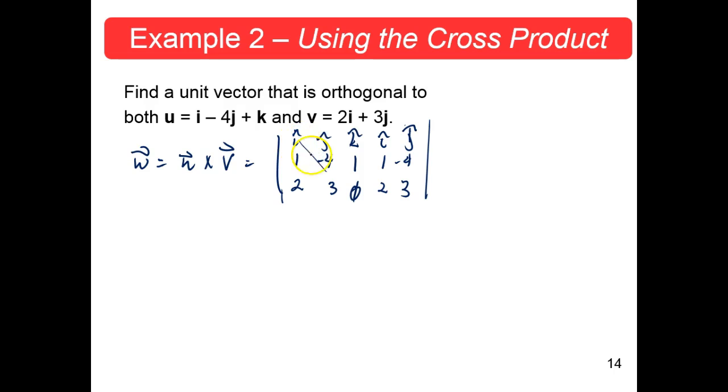So in the I's, that's going to be a 0I. J, that's going to be a 2J. And K will be plus 4K.